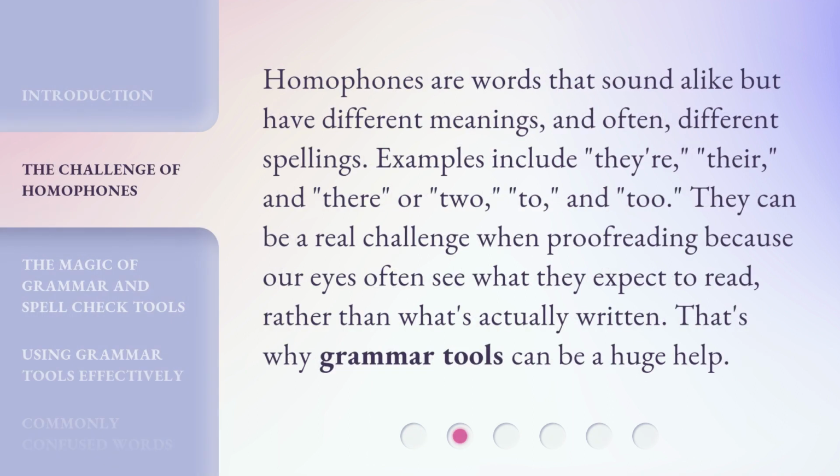Homophones are words that sound alike but have different meanings, and often, different spellings. Examples include there, their, and they're, or to, too, and two. They can be a real challenge when proofreading because our eyes often see what they expect to read, rather than what's actually written. That's why grammar tools can be a huge help.